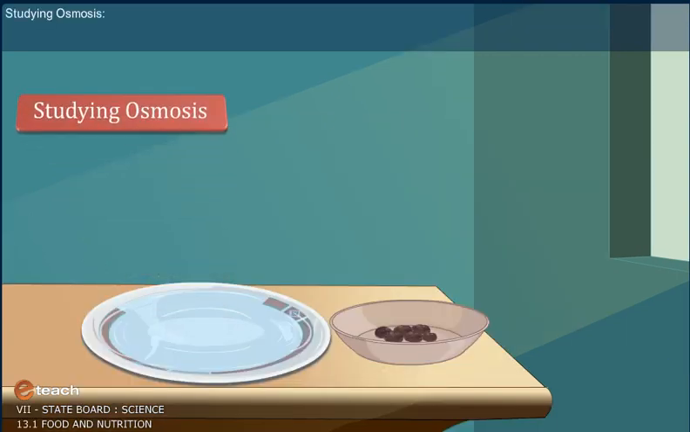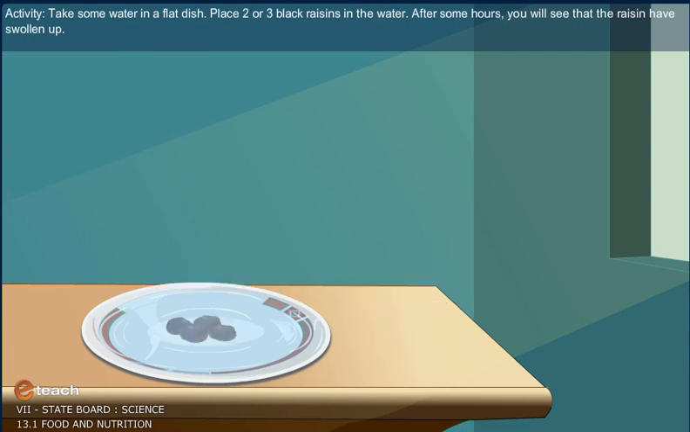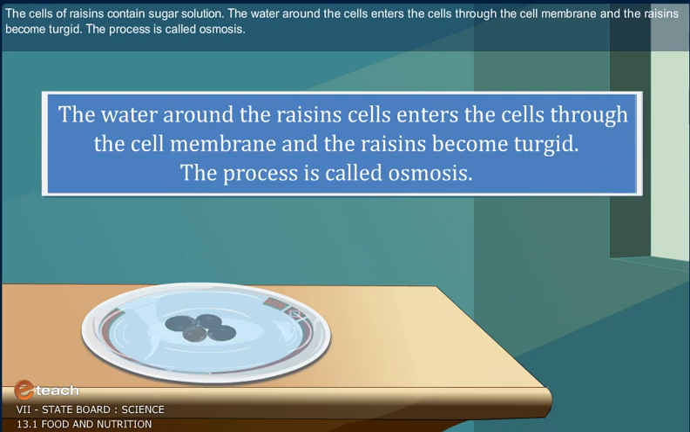Studying osmosis. Activity. Take some water in a flat dish. Place 2 or 3 black raisins in the water. After some hours, you will see that the raisins have swollen up. The cells of raisins contain sugar solution. The water around the cells enters the cell through the cell membrane and the raisins become turgid. The process is called osmosis.